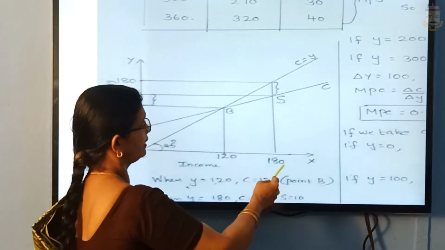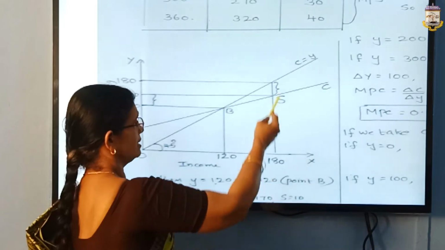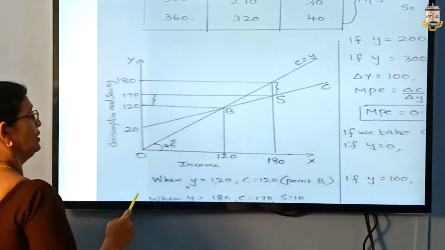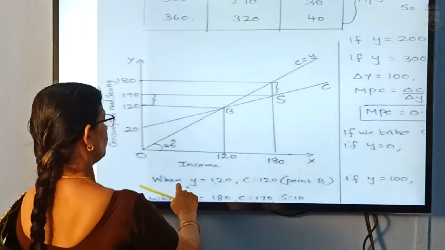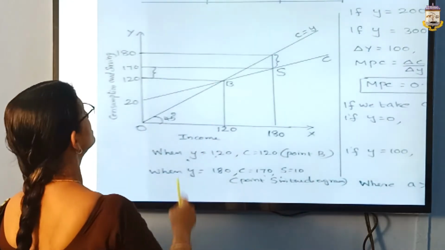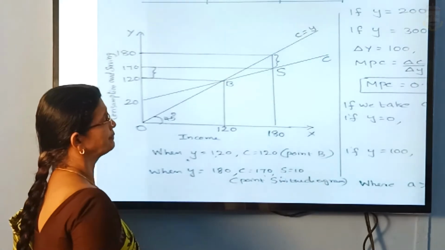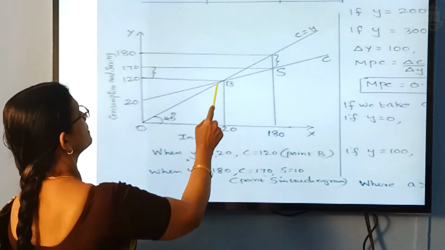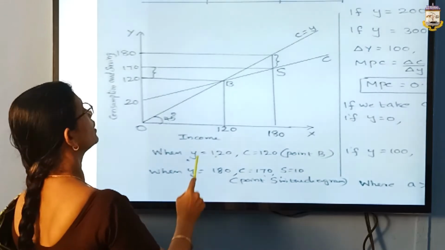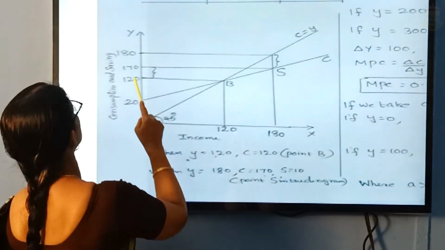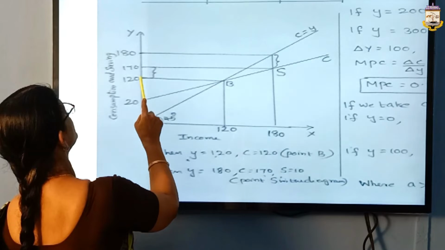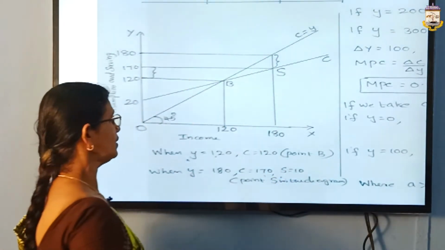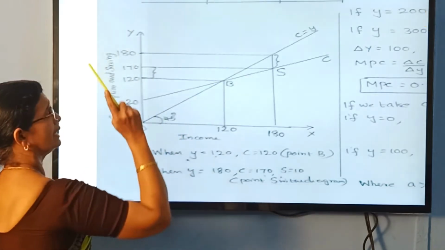Even after 180, even after this income increases, this gap will be getting wider and wider. So when Y equals 120, C equals 120. That is Y equals C, there is zero saving. That is the point B. When Y equals 180, C equals 170, and S equals 10. Point S in the diagram.